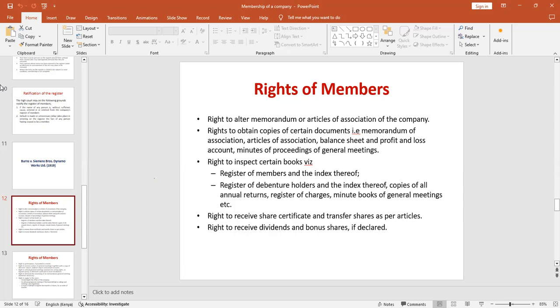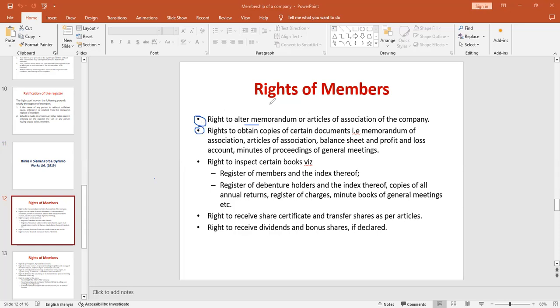So one of the reasons why you insist on, I want to be a member, is that as a member, you have a right to change the memorandum and articles of association. So if there is something in the memorandum or the articles that doesn't make business sense, then you can be part of the people in the meeting who say, we need to add this or we need to get rid of this, okay?